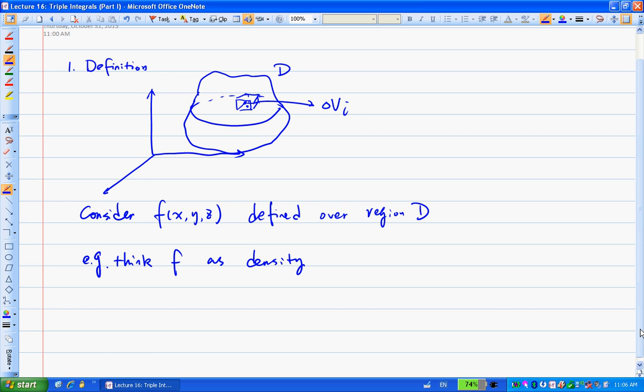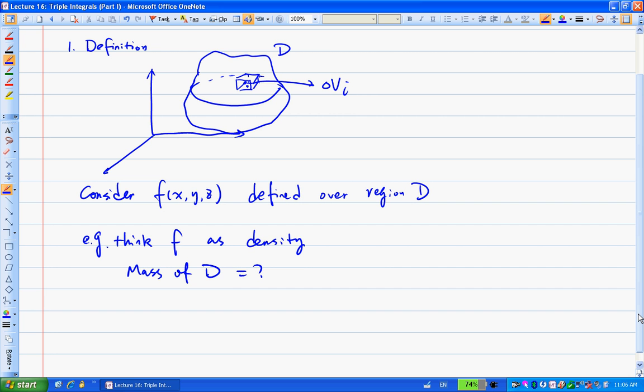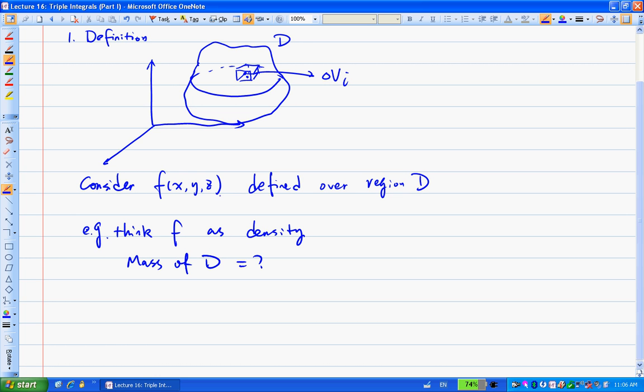Then what we want to do is, let's say, find the mass. What would be the mass of this solid D? If the density is evenly distributed, then the mass is the density multiplied by the volume. But if the density is not evenly distributed, if it's a function that is different at each point inside the region D, then it's not as simple anymore.